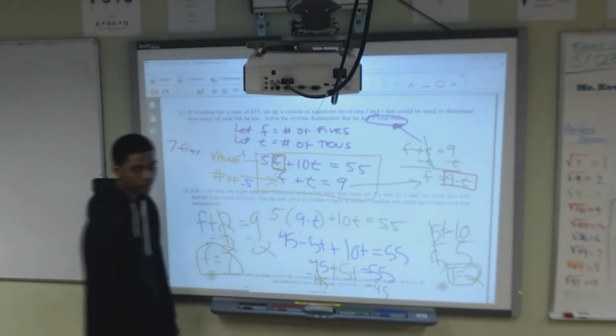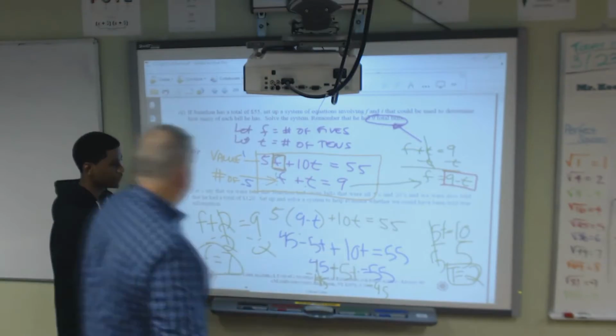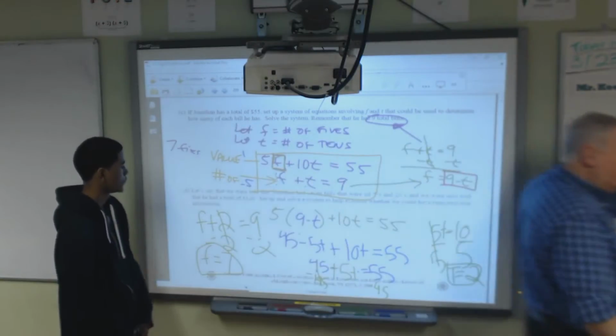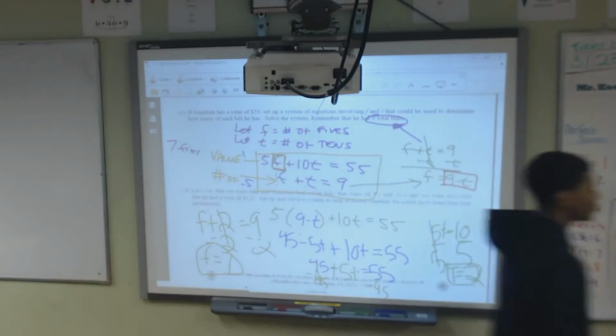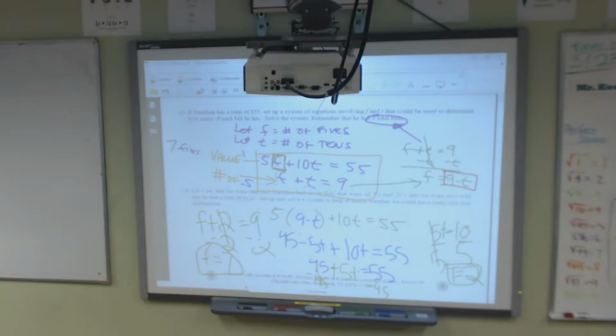That's 7. Excellent. So in terms of this problem, what does it mean, f equals 7? What did the f represent again? 5. How many 5s? Yes, so he's got 7 5s, which you already put up, and 2 10s.